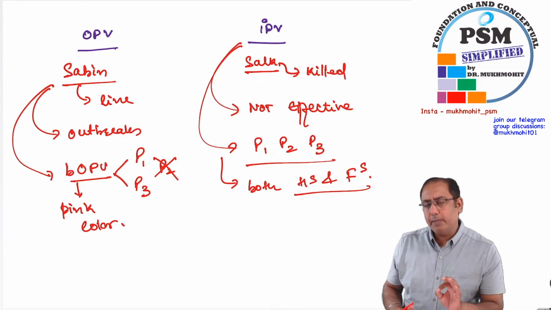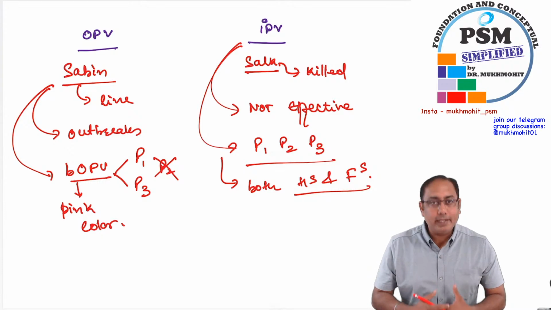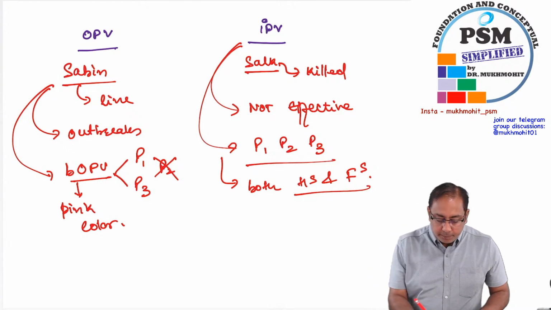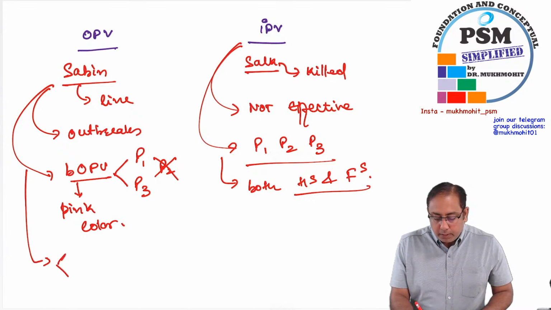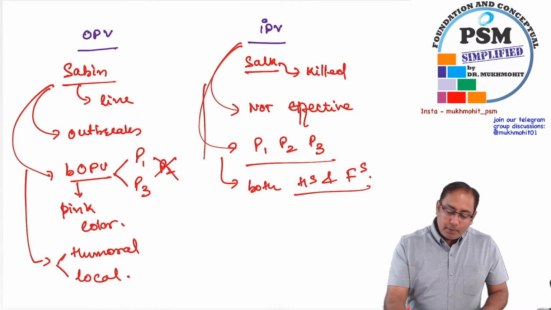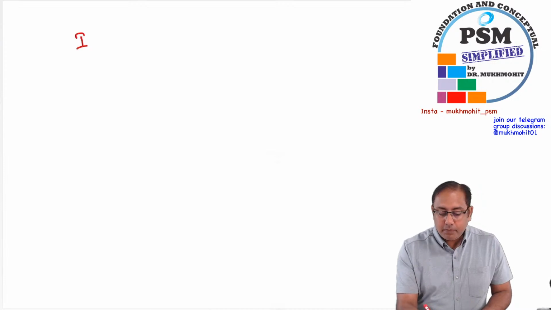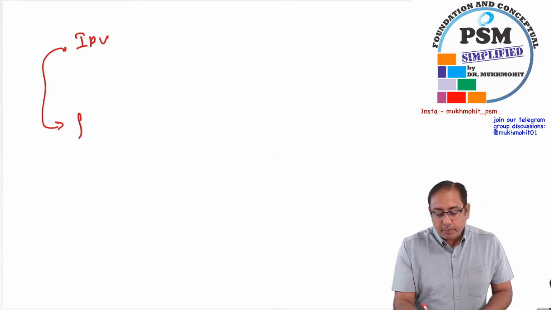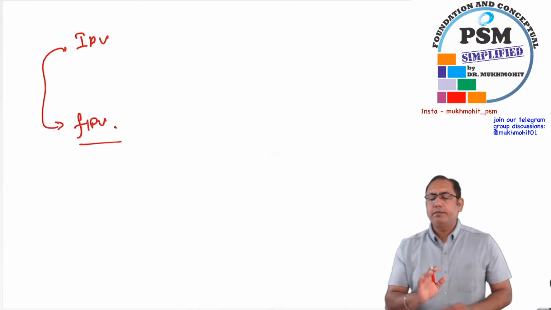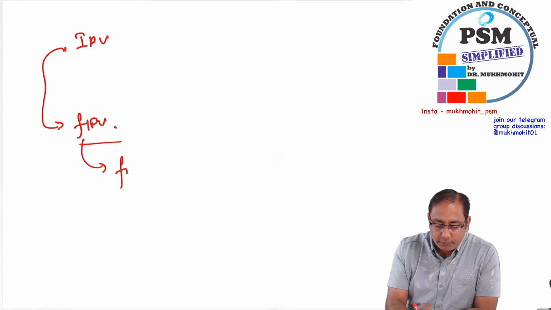OPV causes both types of antibody production, humoral antibody as well as the gut immunity or the intestinal immunity or the local immunity. So it has both types of immunity. IPV causes only the humoral immunity. Now some of the students also had doubts, sir, what is IPV and what is FIPV? If they talk about IPV, IPV is different from FIPV. FIPV stands for the fractional IPV.